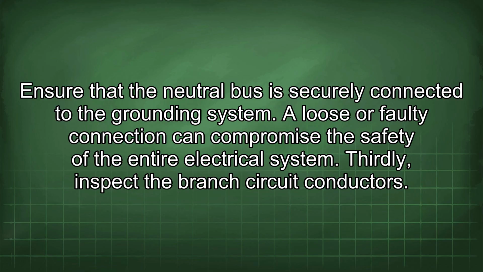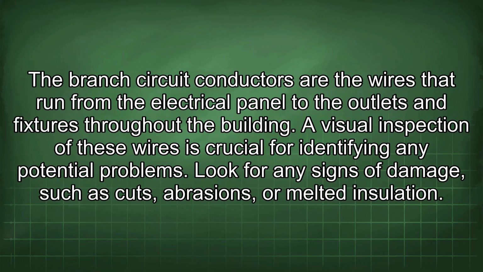Thirdly, inspect the branch circuit conductors. The branch circuit conductors are the wires that run from the electrical panel to the outlets and fixtures throughout the building. A visual inspection of these wires is crucial for identifying any potential problems.